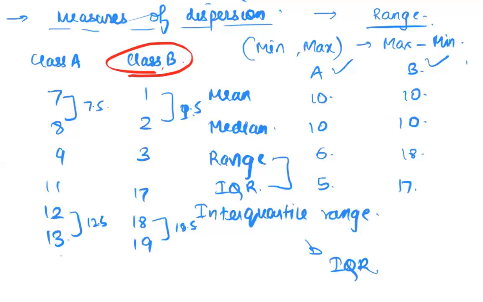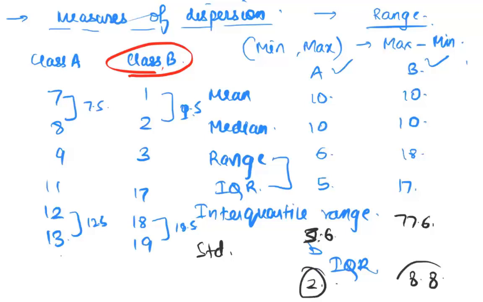So you'll see that this variance will be much larger. The variance for class B should be significantly larger than class A. 77.6 for class B and 5.6 for class A. Okay. So when you do standard deviation, this will be some 2 point something, and this will be some 8.8 or 8.9. So the difference is quite significant.